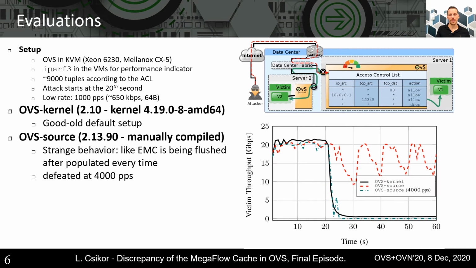Anyway, we tried to simply increase the traffic rate until we observed what we expected. The rate was found at 4000 PPS, where the performance of a single core OVS drops down to 0. Note this attack rate is still somewhere around 2.5 megabits per sec, which is still very low.